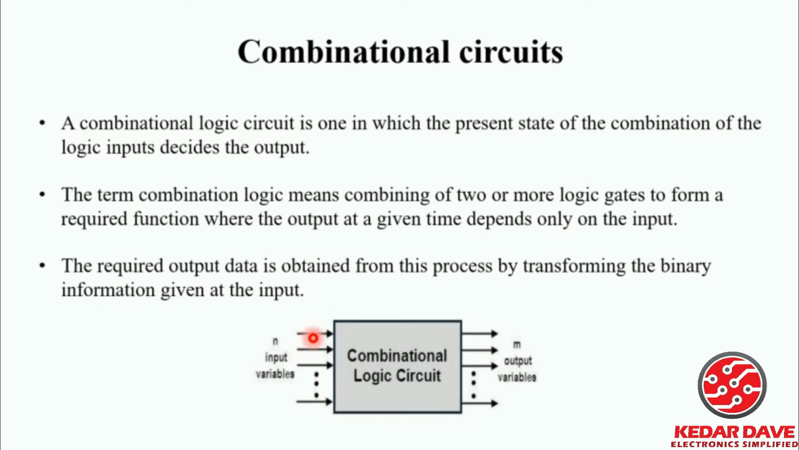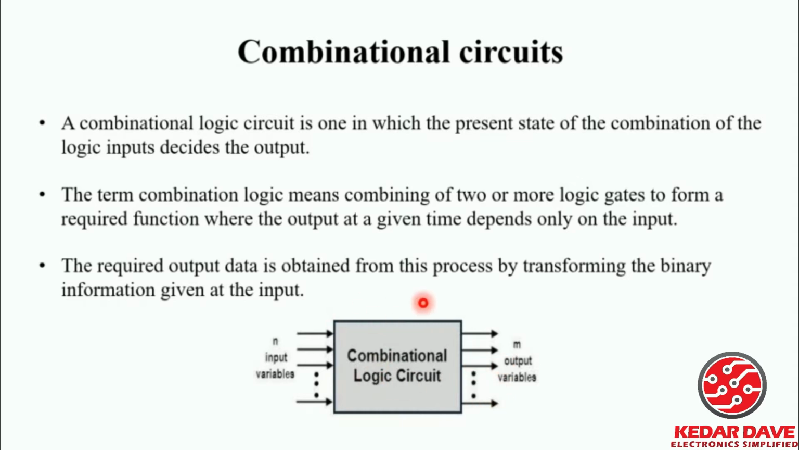Means if you are feeding any input to this particular circuit, then only that will be responsible. It will not be like previously the bit was 0, so the output will now be 1. That will not affect the output of this combinational circuit. So we can say whatever the future output of this circuit will be, it will not affect the present output of this circuit, right?